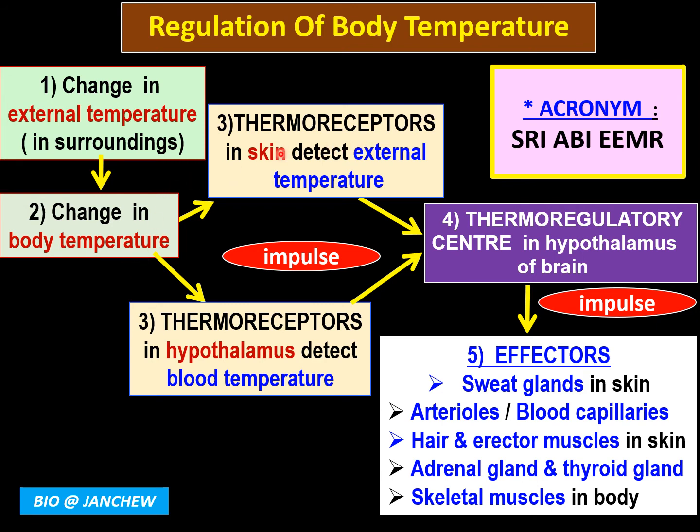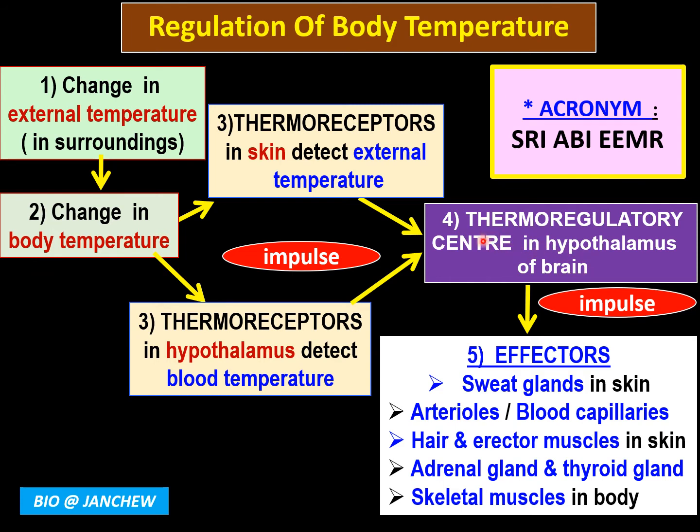Next, the thermoreceptors in the skin will detect the external temperature and detect the temperature of the skin. And thermoreceptors in the hypothalamus, these are the central thermoreceptors in the hypothalamus of the brain, will also detect the temperature of the blood flowing through it. So it will detect changes in the temperature of the blood. So the two types of thermoreceptors will be stimulated and they will produce nerve impulses that are transmitted by the afferent neurons to the thermoregulatory center, also found in the hypothalamus of the brain.